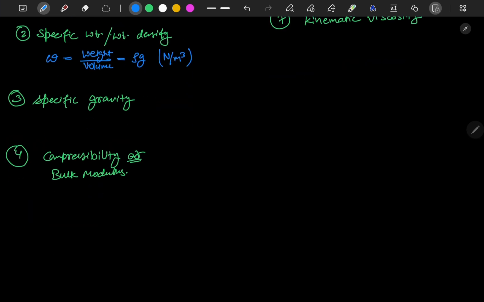Specific gravity is represented by S, and this is your density of fluid upon density of standard fluid. In case of liquid, your standard fluid is water having density of 1000 kg per meter cube, and in case of gases, your standard fluid is air, which has the density of 1.2 kg per meter cube.